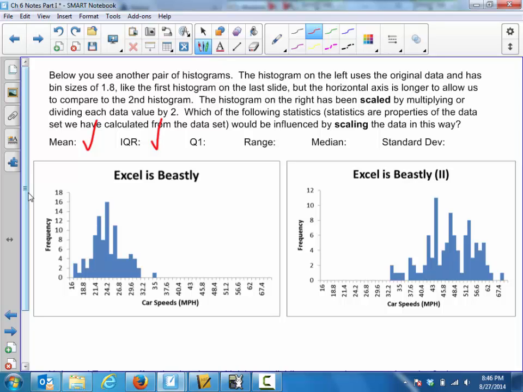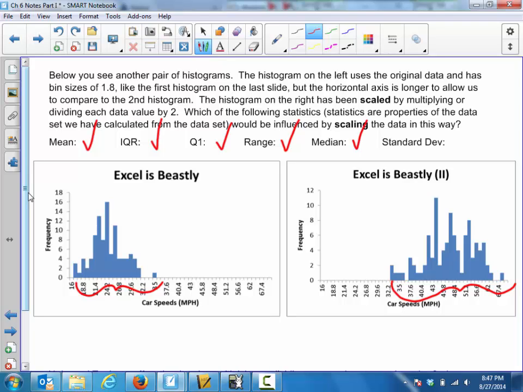Has quartile 1 changed? That's again the position at which 25% of the data is less than that point. Yeah, because we bumped everything up on the x-axis, or at least on the car speeds axis in this case. So quartile 1 has changed. Has the range changed? Yes, because, like we just said, this width is approximately half of this width over here. So the range has changed. Has the median changed? Yes.